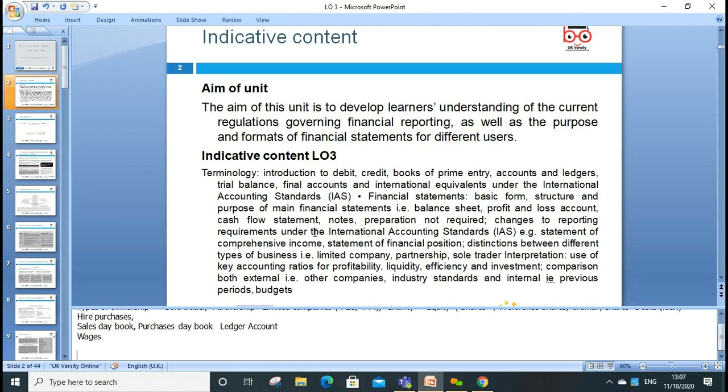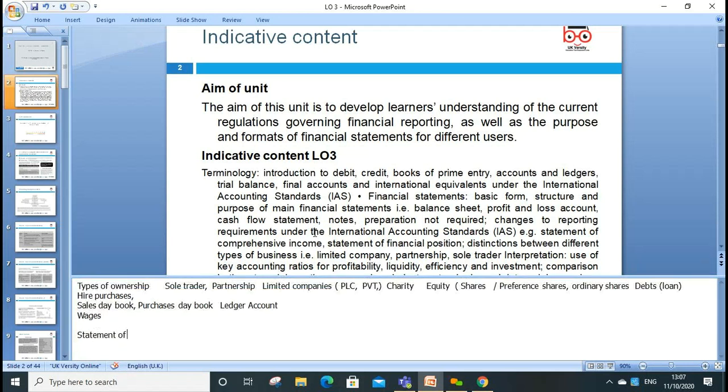Final accounts, we have 4 types of statement. So first is the statement of comprehensive income, which is also known as the profit and loss account.